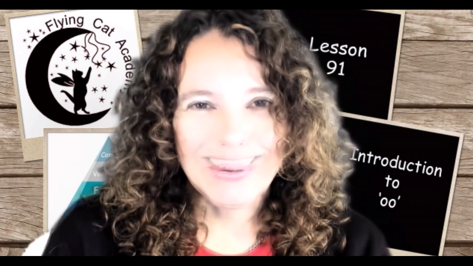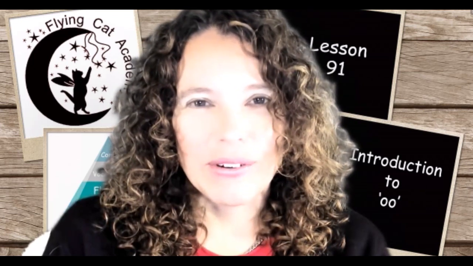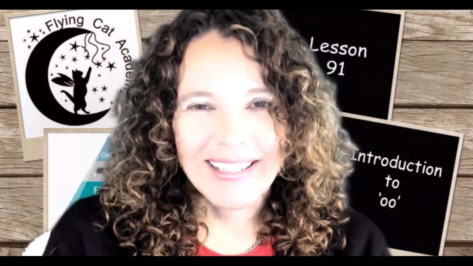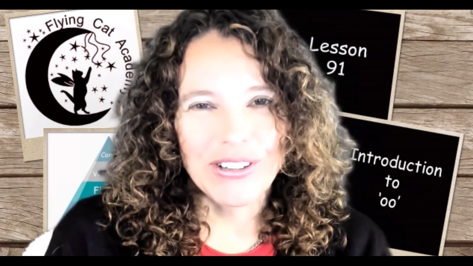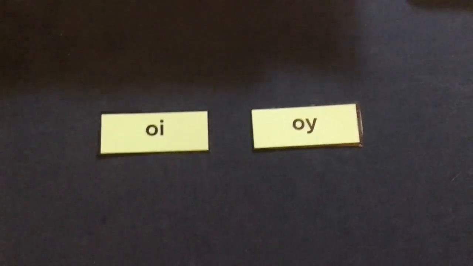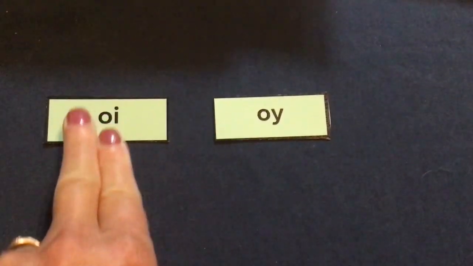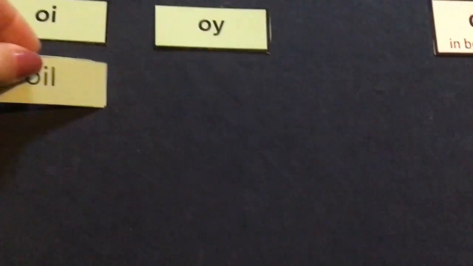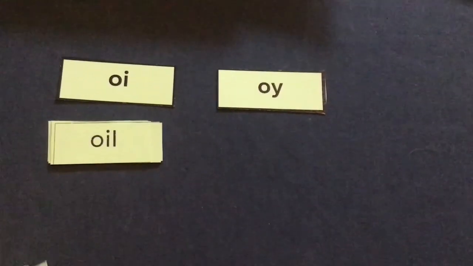Let's do a quick review of the different ways that we can write oi. We know we can use oi or oy. We're going to use a little drill for this one. So your teacher has some words that are either oi words or oy words. The teacher reads the word out loud. Now, student, you're going to point to one of the headings. Do you think it's an oi word or an oy word? And I want you to discuss your thinking.